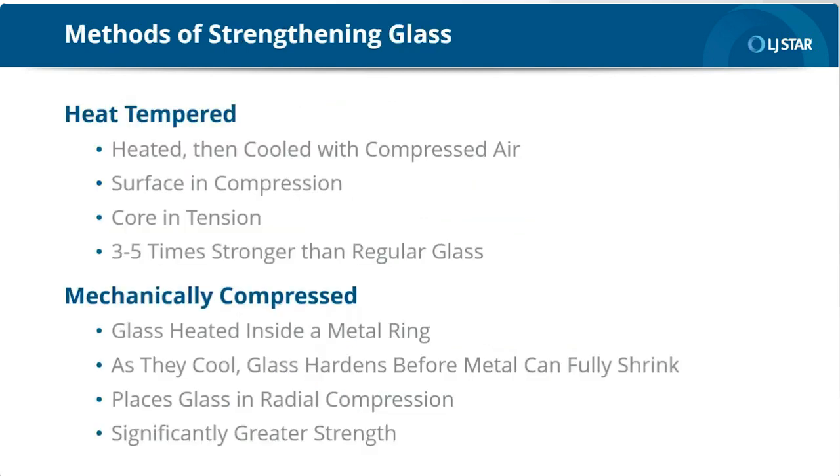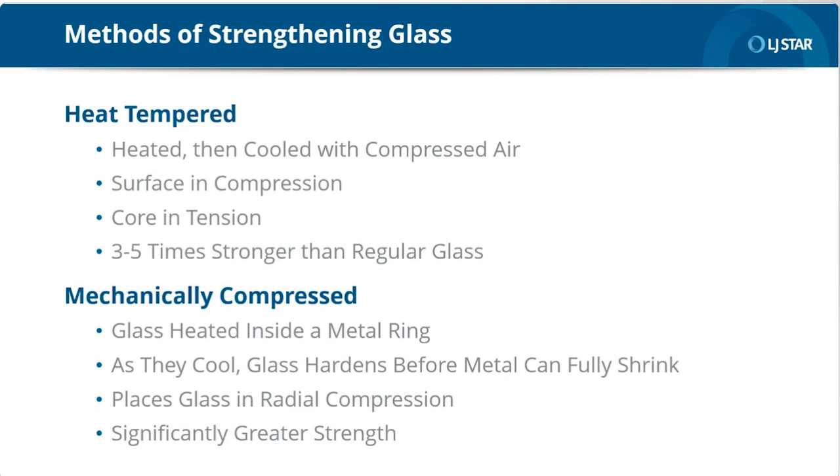Methods of strengthening glass. Heat-tempered glass. This is where glass is heated, then cooled with a steady high-pressure flow of compressed air. This quickly cools the surfaces, which go into compression, while the core, or inside, is allowed to cool more slowly and goes into tension. Heat-tempered glass is 3 to 5 times stronger. Fully tempered glass has surface compression of 10,000 psi.